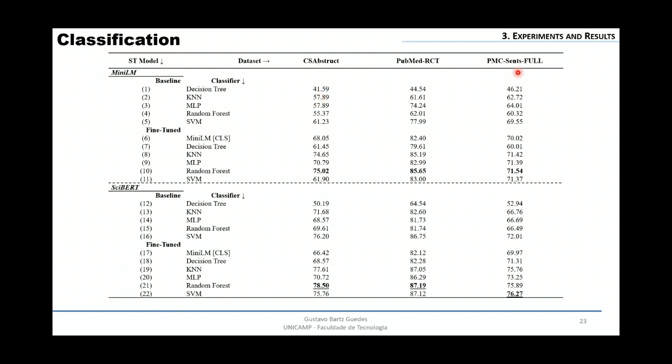Here are the 3 data sets. Once again, the bold values represent the highest value within each sentence transformer model, and the underlined value is the highest value comparing all models independently of the sentence transformer. So we also see here improvements comparing the baseline and the fine-tuned models.